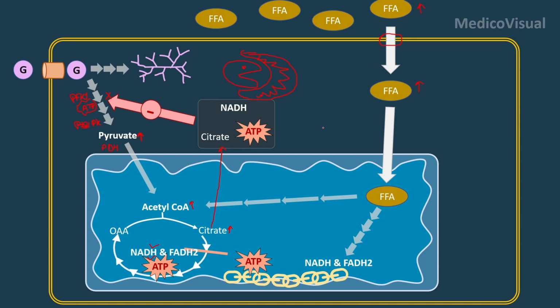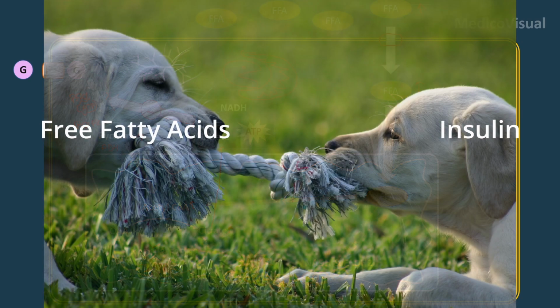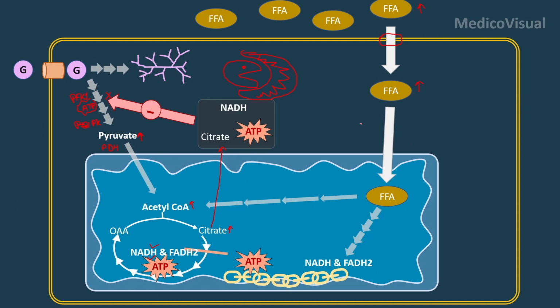Now you see the situation here. That is like a tug of war between free fatty acids and insulin. On one end, insulin is trying to force the cell to use glucose, but on the other end, increased free fatty acids are trying to force the cell to use the free fatty acids. Free fatty acids are resisting the actions of insulin. So this is one of the reasons of insulin resistance.